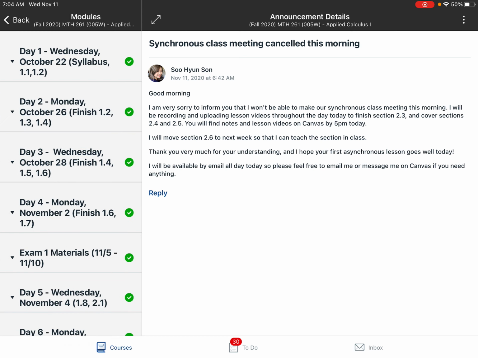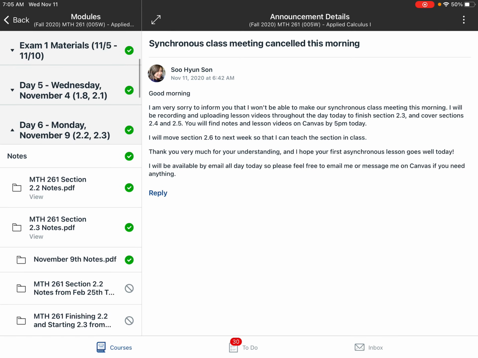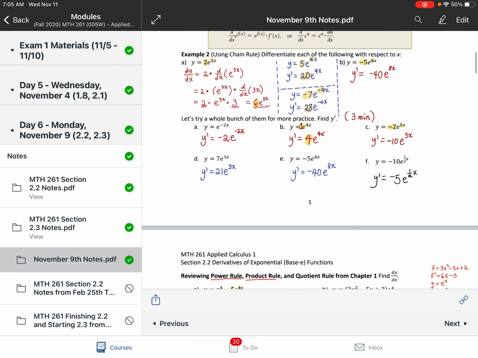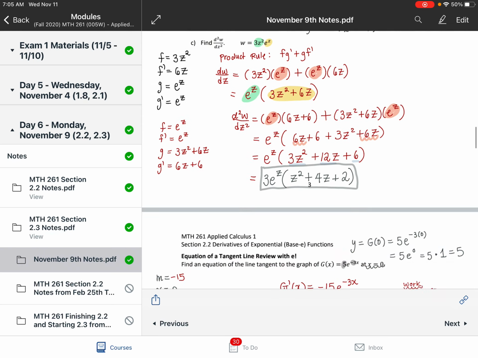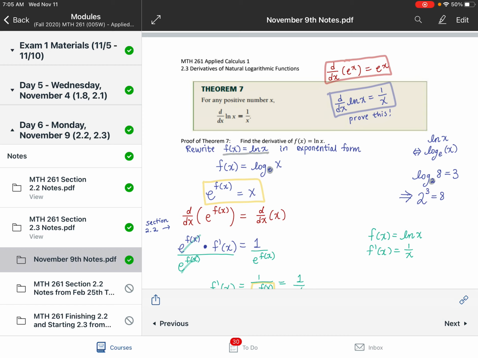Remember, we did start section 2.2. I think we did finish it. Yes, we did finish section 2.2 on Monday, and I did post the notes that we took. That was about derivatives of exponential base e functions, with some fun examples that day. And we also started section 2.3, derivatives of natural logarithmic functions.